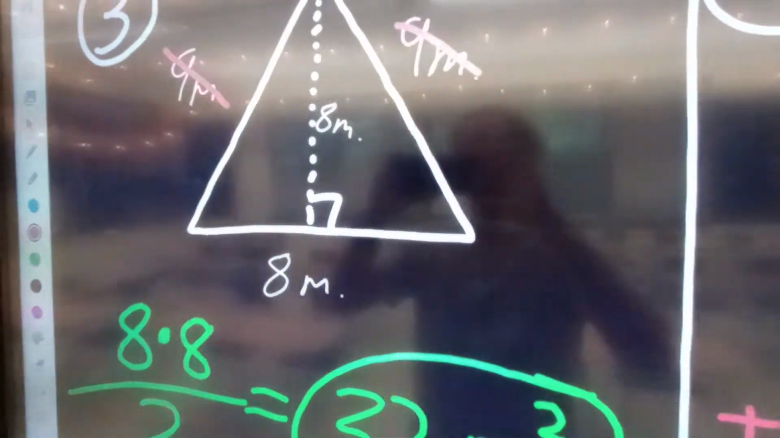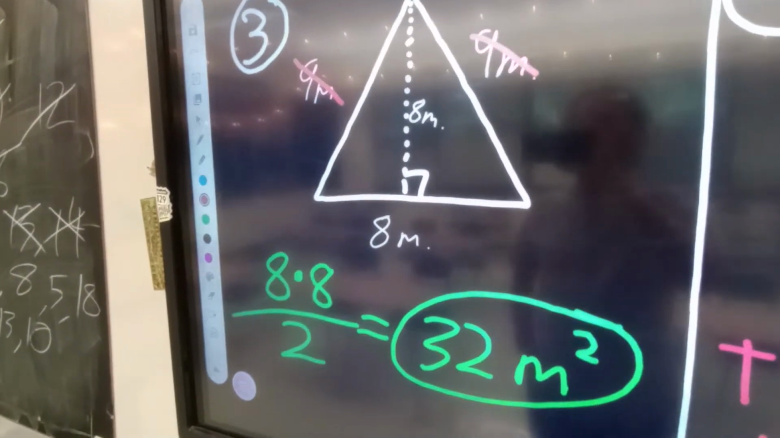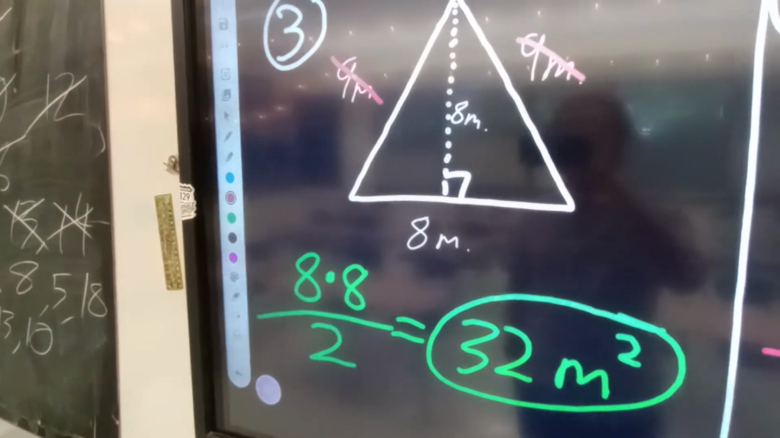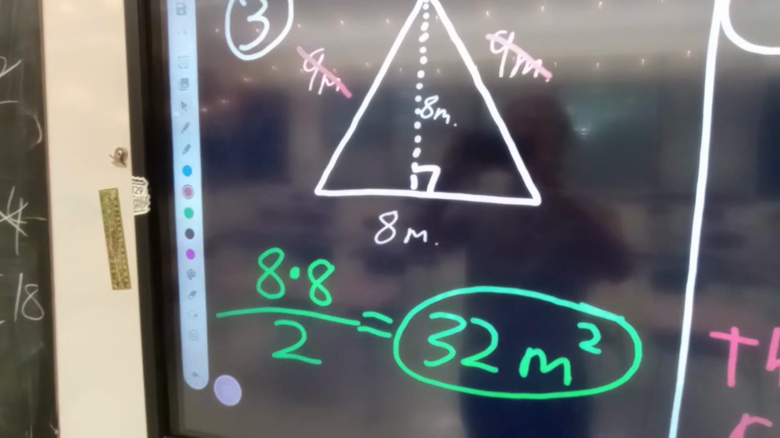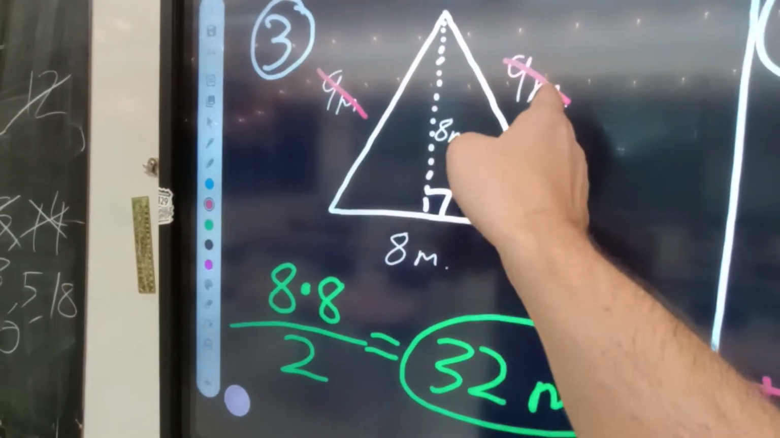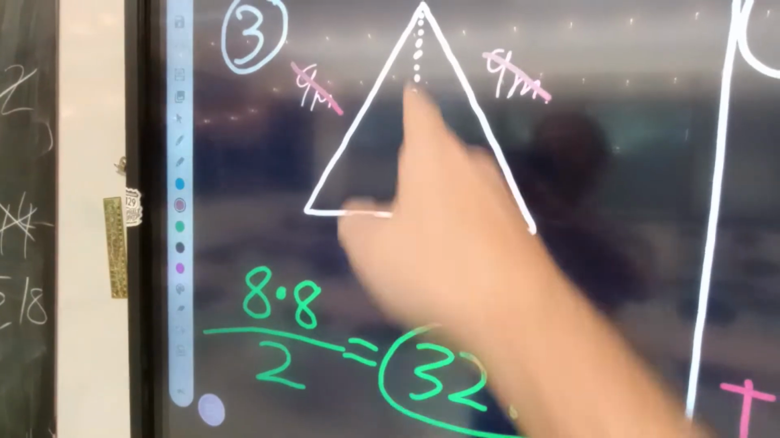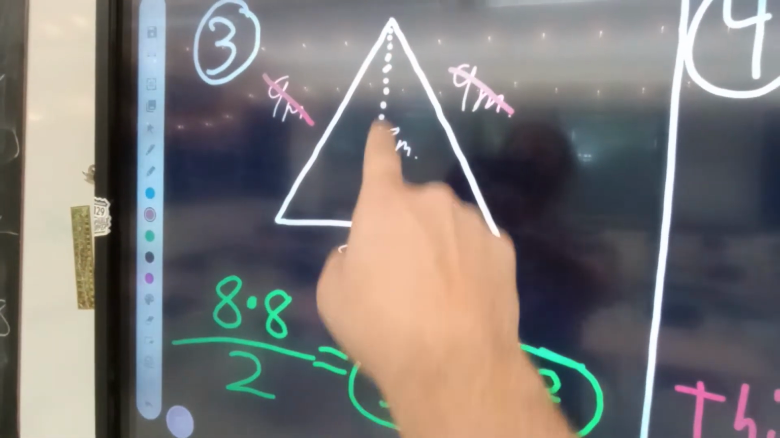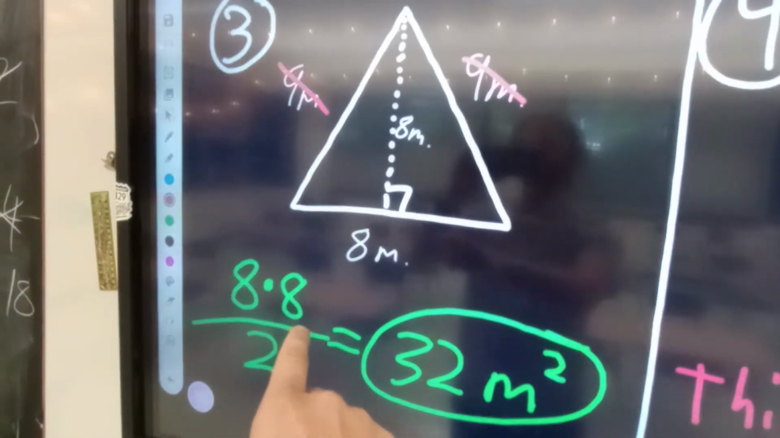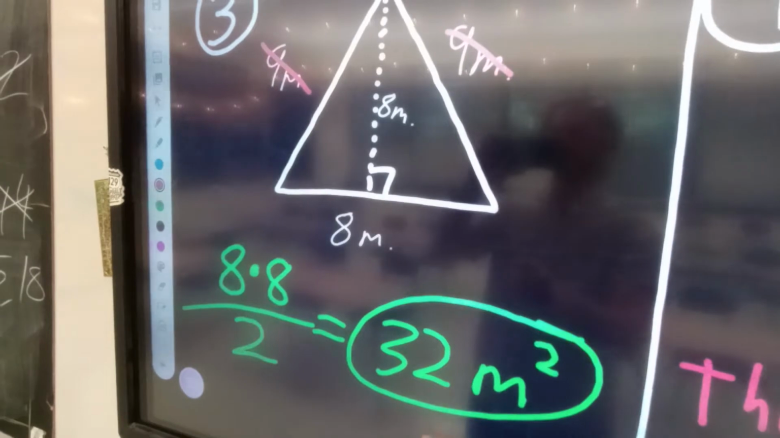But for number 3, we have a standard isosceles triangle, and an equilateral triangle would be drawn very much the same way. For this shape, we can cross out 2 sides because we have 2 diagonal sides for this, and our height line is actually going to be inside of the triangle. So we get 8 meters by 8 meters. 8 times 8 divided by 2 would give me 32 meters squared.